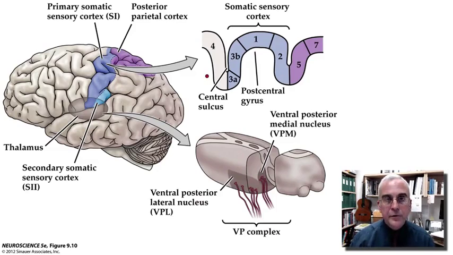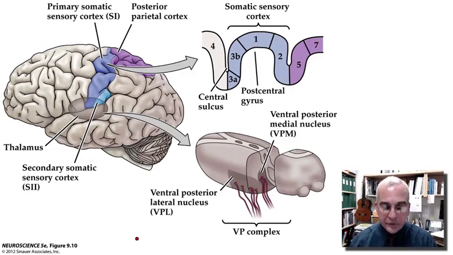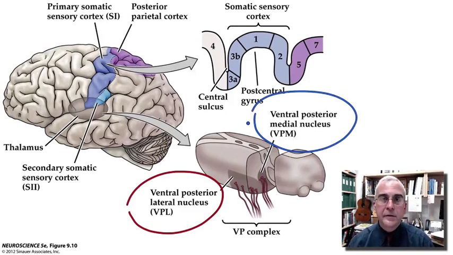We call it the ventral posterior complex of the thalamus. And that ventral posterior complex is divided into two main nuclei. There's a division called the ventral posterior lateral nucleus and a division called the ventral posterior medial nucleus.